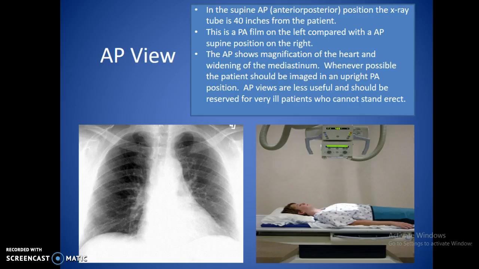AP view, this is not commonly done, but they show it on here anyway. There's a trauma situation where they cannot stand up and you can't tilt them up because of blood pressure, or maybe they're bleeding or shot or something, then you can do a perfectly acceptable film lying down. You usually will not get the size of the chest on there, but that's okay in a trauma situation.